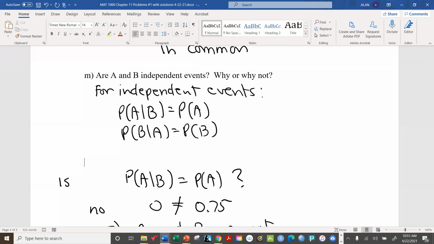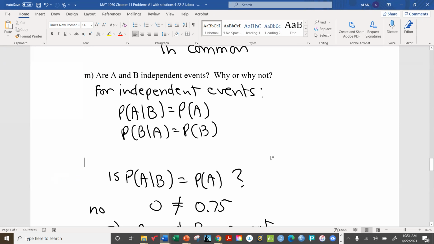So what we have to ask ourselves is the following question. Is that first condition true for our particular case? All right, so is it true?